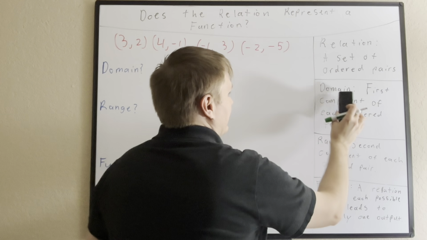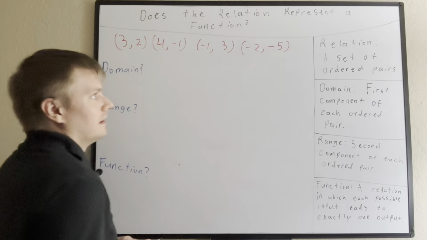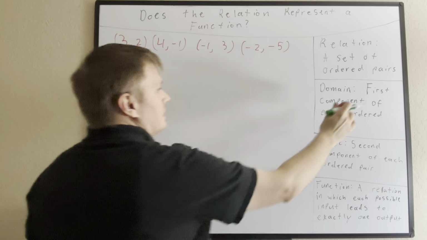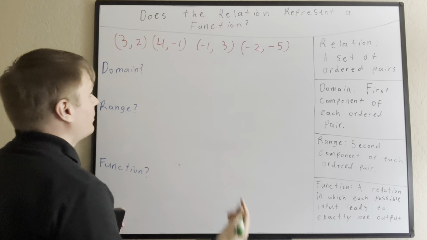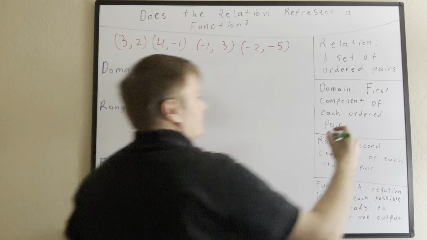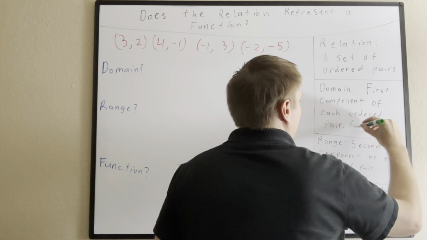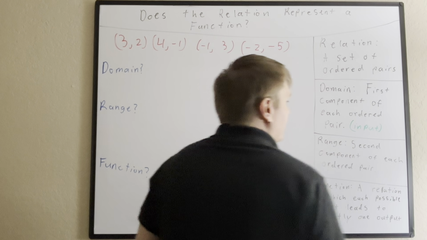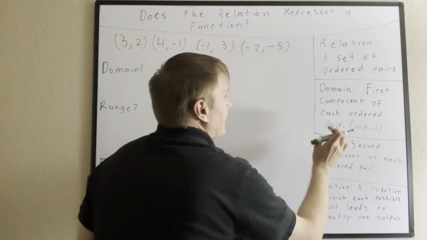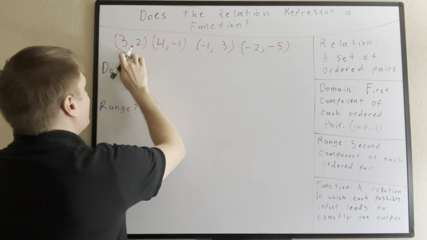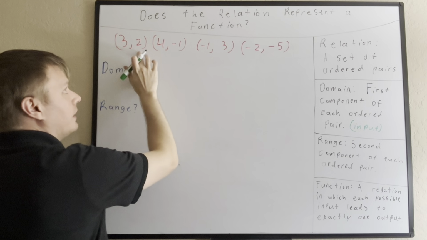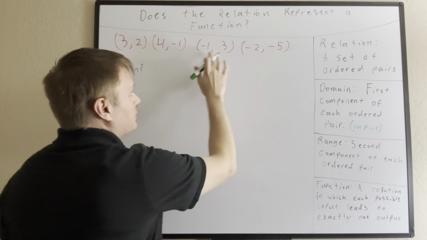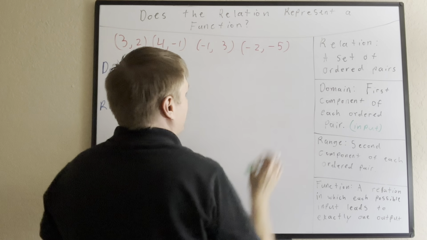What is the domain of a relation? Well, it's the first component of each ordered pair. Or, to make it simpler, it's the input, or the inputs. The first component is the input. We input 3 and we get out 2, right? Input 4, get out -1, input -1, get out 3, so on.